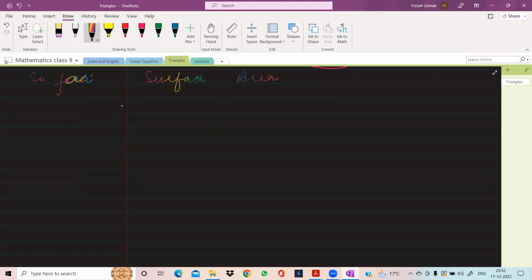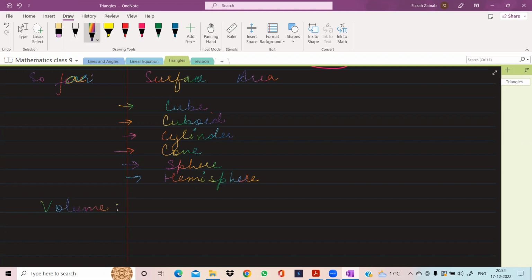Now, we have found the surface area of cube. Then we have surface area of cuboid. Then we looked at surface area of cylinder. Next one was cone. And then you have sphere and also hemisphere. So we have seen how to find the surface area of these figures. Understand? Now starts volume. So from the next exercise onwards, we will be looking at the volume of cube, cuboid, cylinder, cone, sphere, and hemisphere, right? One by one.